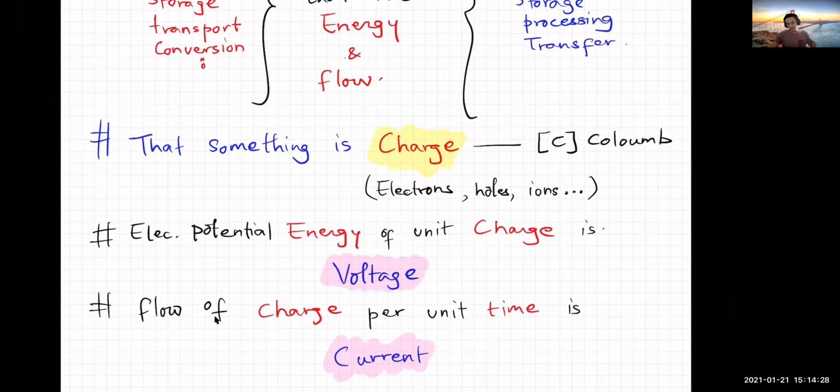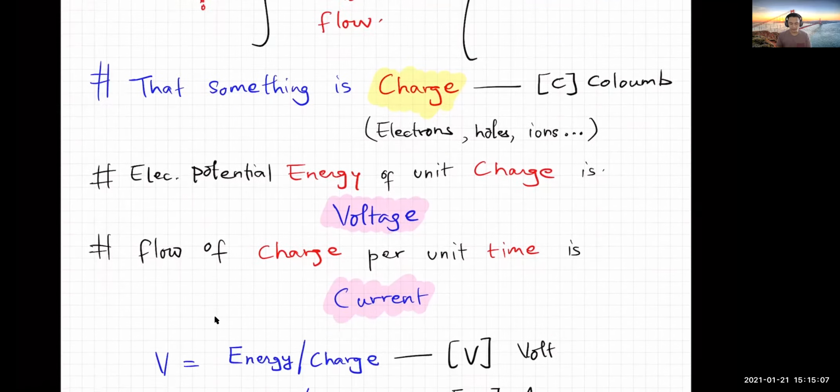Now how does that relate to voltage and current, right? So basically, when we talk about voltage, we're referring to the electrical potential energy of the unit charge. Okay. So if 1 coulomb of charge has 1 joule of energy, then we say that the potential is 1 volt. Okay. And current, on the other hand, is the flow of charge per unit time. So through a point, if there are 5 coulombs of charge going through it in 1 second, then we say that the current is 5 amperes.